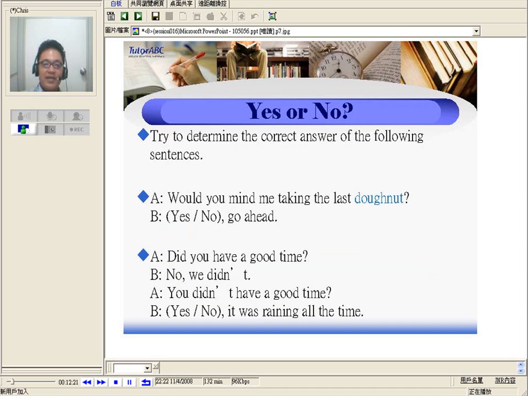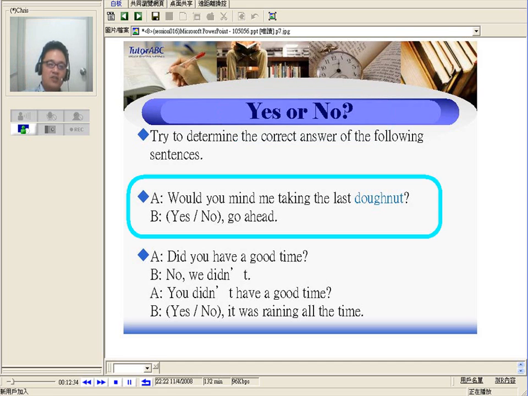Now, here's the next one, is yes or no. Now, I know. You already know what is yes and you already know what is no. But do you know when to correctly answer yes or no? Alright, so for example, this question here. Tell me, people, is the answer yes or no?